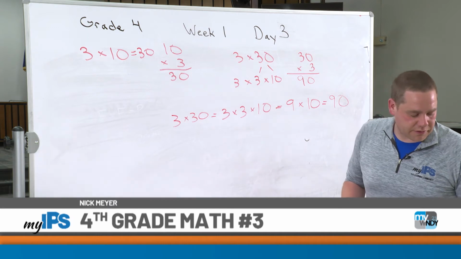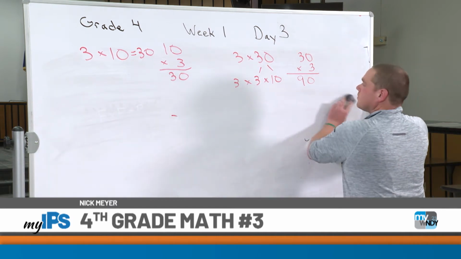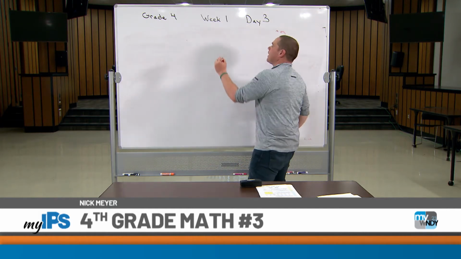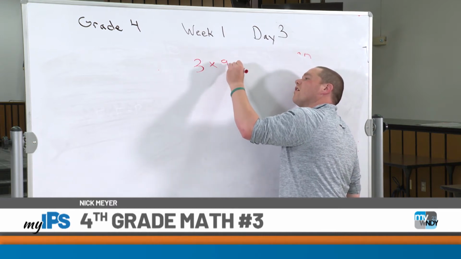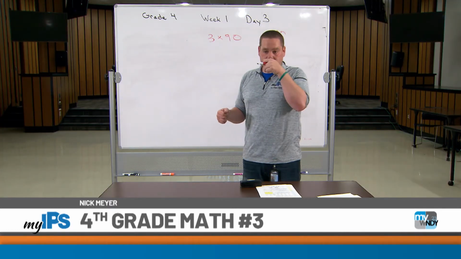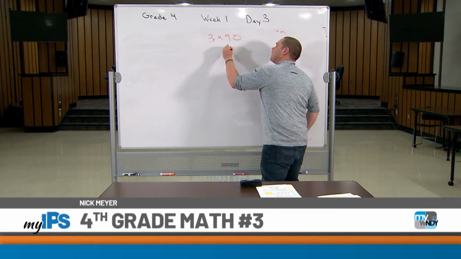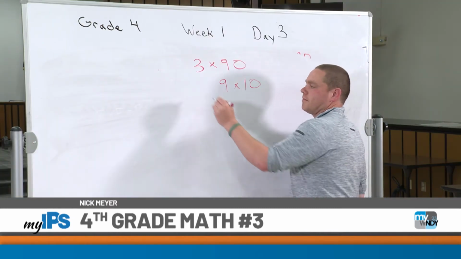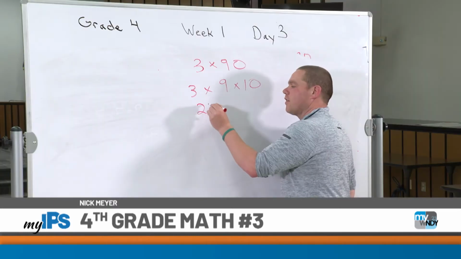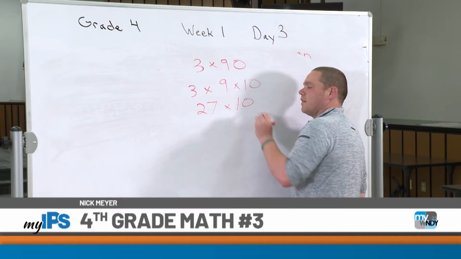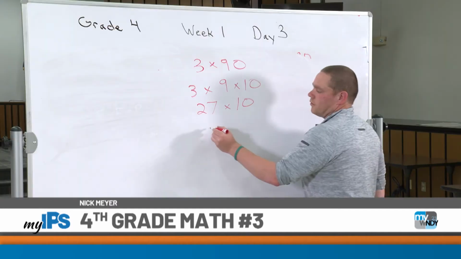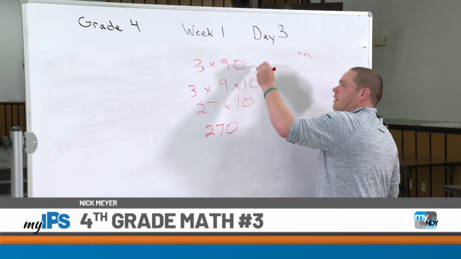See if it still works with other things. Let's try 90 times 3. Or I'm going to say it the other way around, 3 times 90. How can we break apart 90 into 2 factors? That's right, 9 times 10. 3 times 9 is 27. 27 tens. If I have 27 tens, I have 270.